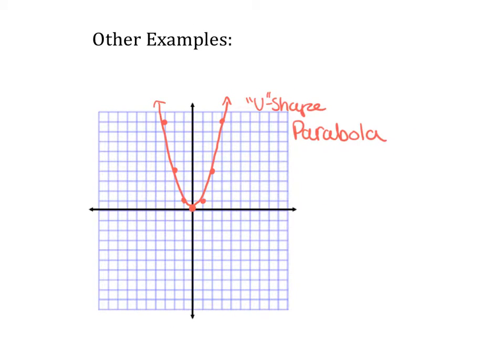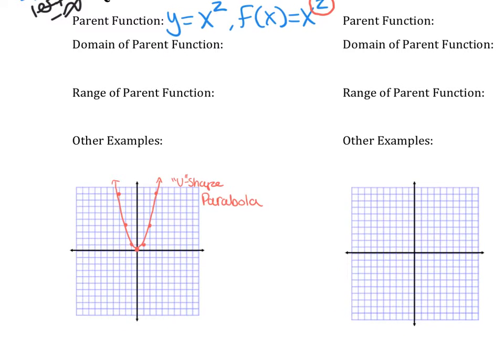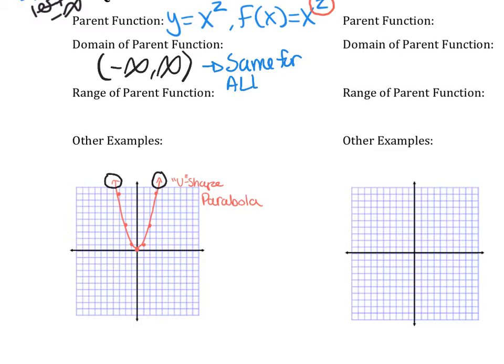Okay, so quadratic functions will always have this U shape. They might be facing different ways, but it will always be shaped like a U. So the domain of the parent function, we have an arrow going to the left forever and an arrow going to the right forever. So it'll be negative infinity to infinity. This will be the same for any quadratic. You will always have an arrow going to the left and an arrow going to the right.